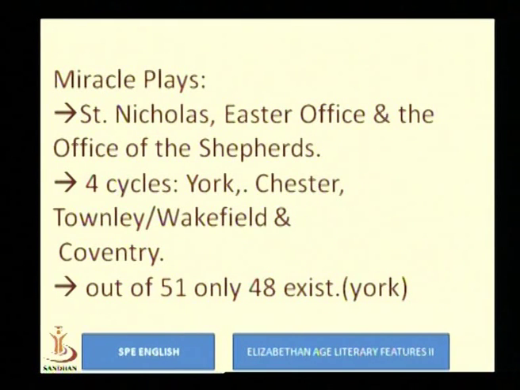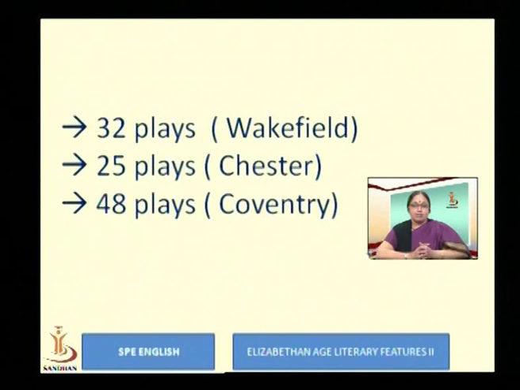Now, let us see that out of all these 4 cycles, we look at the York cycle. How many plays are there? What are the collection of the plays that you will find in these different cycles? York town, where the plays were performed, in all, out of 51, only 48 plays exist. As we can look at the Wakefield town, there were 32 plays in all, 25 plays in Chester, and 48 plays in Coventry town.